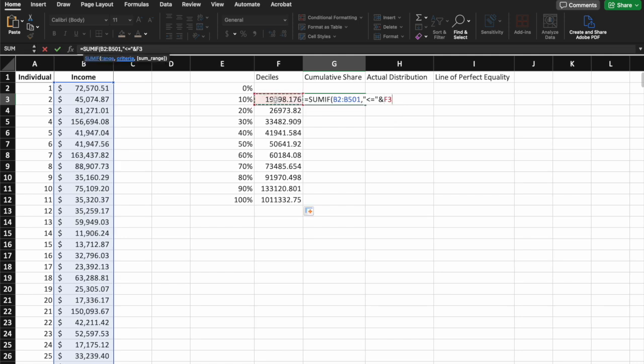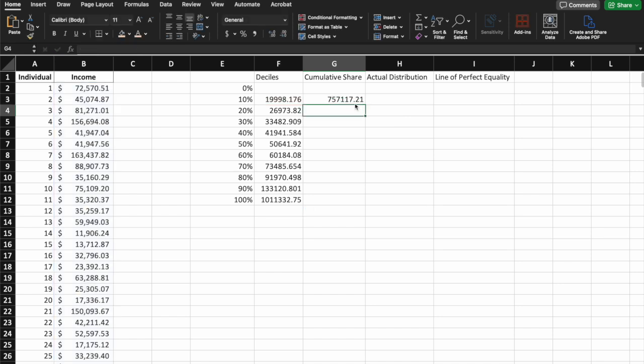So we say we want it to sum up all the incomes if it's less than or equal to this amount in F3. Okay? And again, the last thing we need to do here is we need to lock in the criteria range and hit enter. Okay, so this is how much, if you take everybody who lands in this bottom 10%, this is the total amount that all of them have.